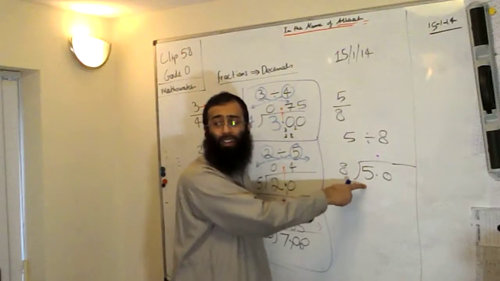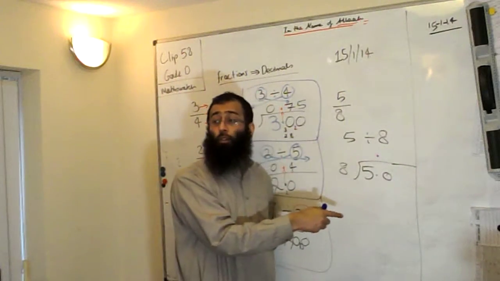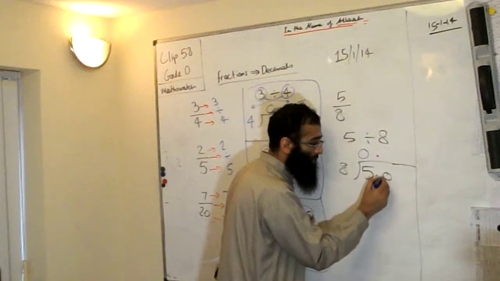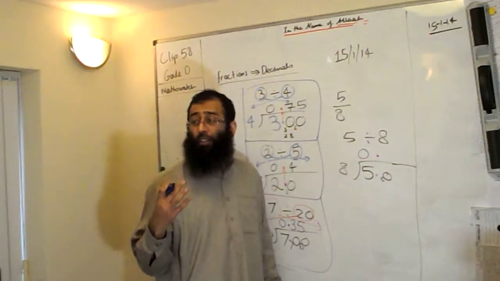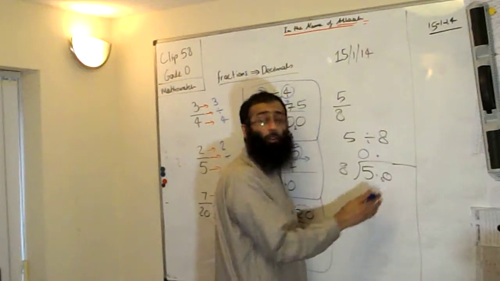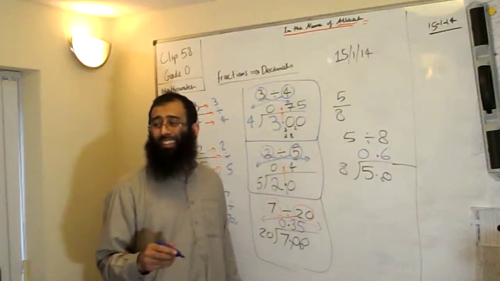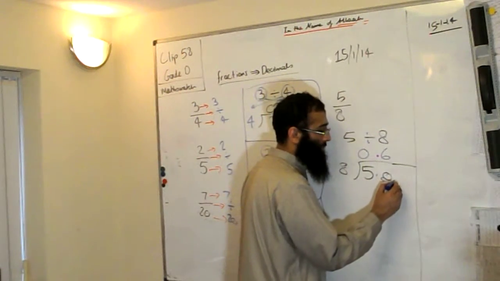How many groups of 8 can you make from 5? 0. Yeah? You can't make a group of 8 from 5, can you? So the answer is 0. And so that 5 then becomes a remainder. So how many groups of 8 can we make from 50? How many times does 8 fit into 50? And the answer is 6, because 8 times 6 is 48. Okay? And the remainder of 2.